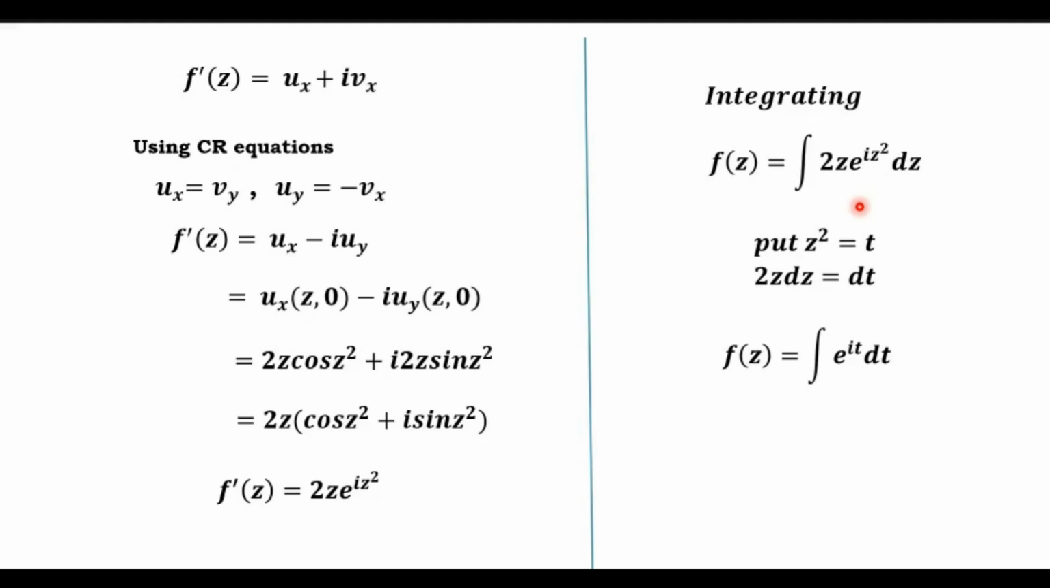ओके, now e raised to it का integration हो जाएगा e raised to it divided by i. Now, what is 1 upon i? I told you we should not keep i in any complex number in the denominator. तो हम क्या करते हैं? What is 1 upon i equal to? Anybody? I told you we normally don't keep any complex number in the denominator. We multiply and divide by the conjugate. हाँ, तो क्या होगा 1 by i का? If you multiply and divide by the conjugate, what is 1 upon i? Minus i.